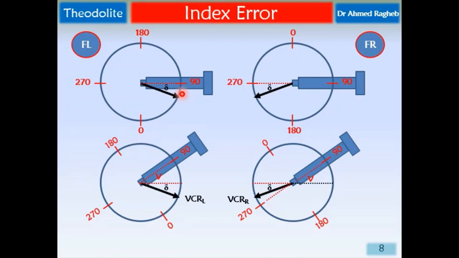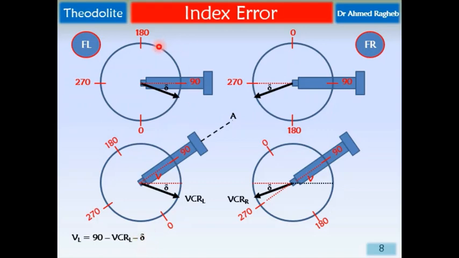Let's assume that we know the value of the index error delta, and we're going to target the same point A. So I targeted the same point A. The vertical angle from the previous slides equals 90 minus VCR. But 90 minus VCR will get you this whole angle. I want the correct proper angle only. So it will be 90 minus VCR and then subtract the value of the index error. So it's 90 minus VCR minus delta.